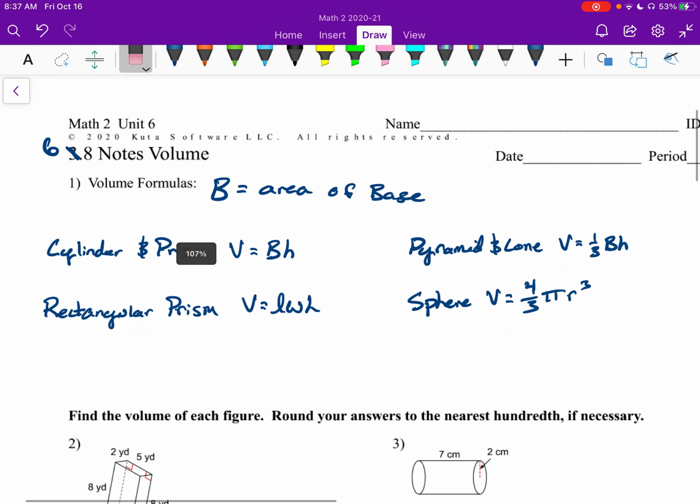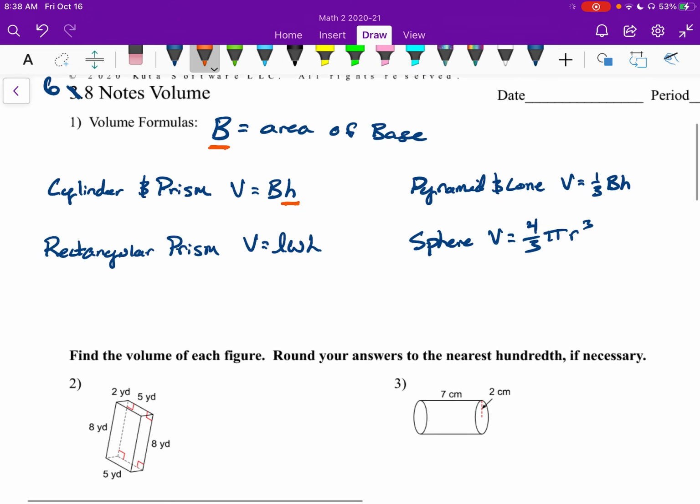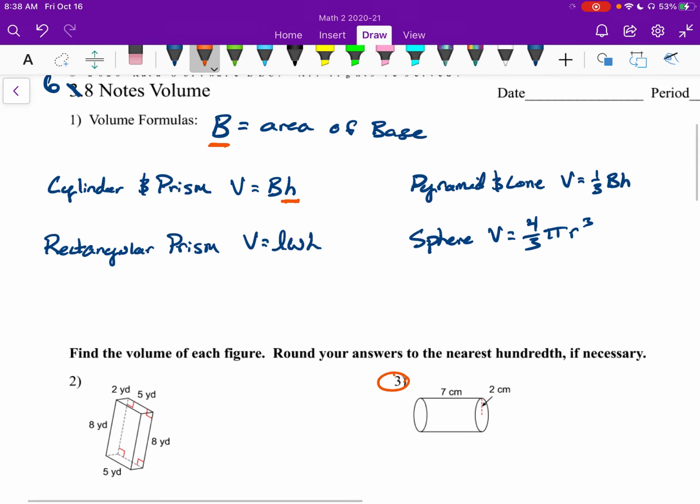So cylinder and prism, the volume is big base times height. So you take the area of the base times how tall the shape is. Another way to talk about this is h would be the distance between the bases, right? So if we're looking at this cylinder here, the height is the distance between the bases, because the base would be these two circles.